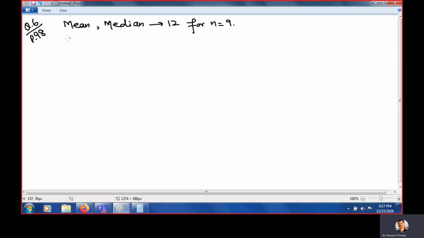Okay, the values are, let us arrange them in ascending order. Oh, it is automatically arranged in ascending order: 7, 9, 11, 13, 14, 17 and 19. This is the ascending order. Clear? How many values are here? 9 values are here.